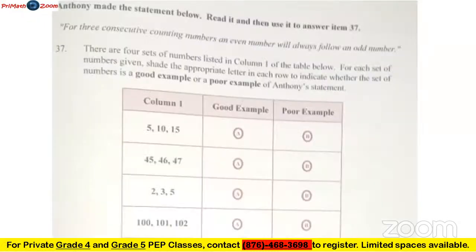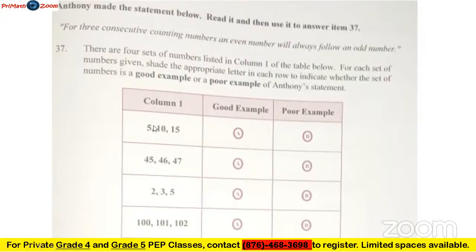All right, number 37. Anthony made the statement below. For 3 consecutive counting numbers, an even number will always follow an odd number. There are 4 sets of numbers listed in column 1 of the table below. For each set of numbers given, shade the appropriate letter in each row to indicate whether the set of numbers is a good example or a poor example of Anthony's statement.